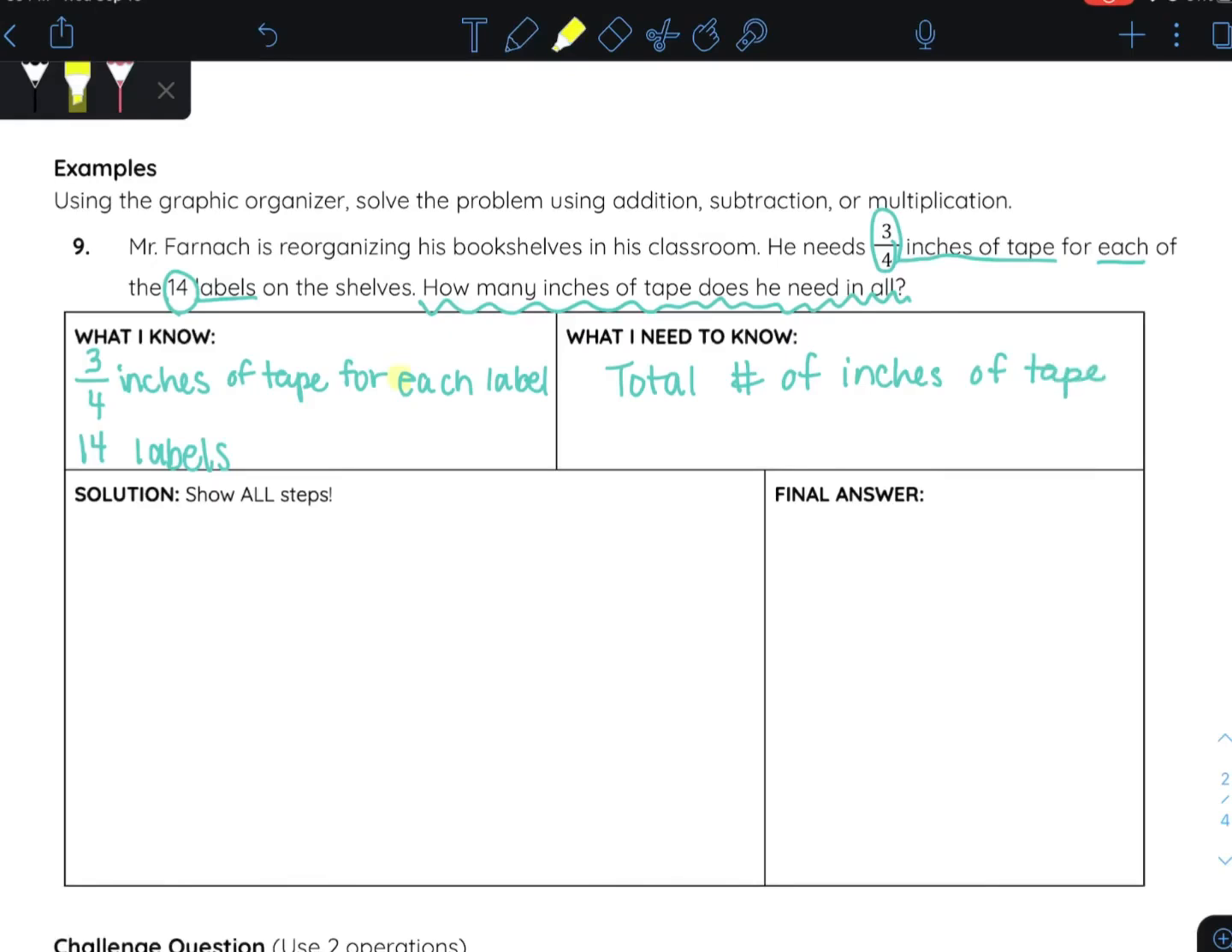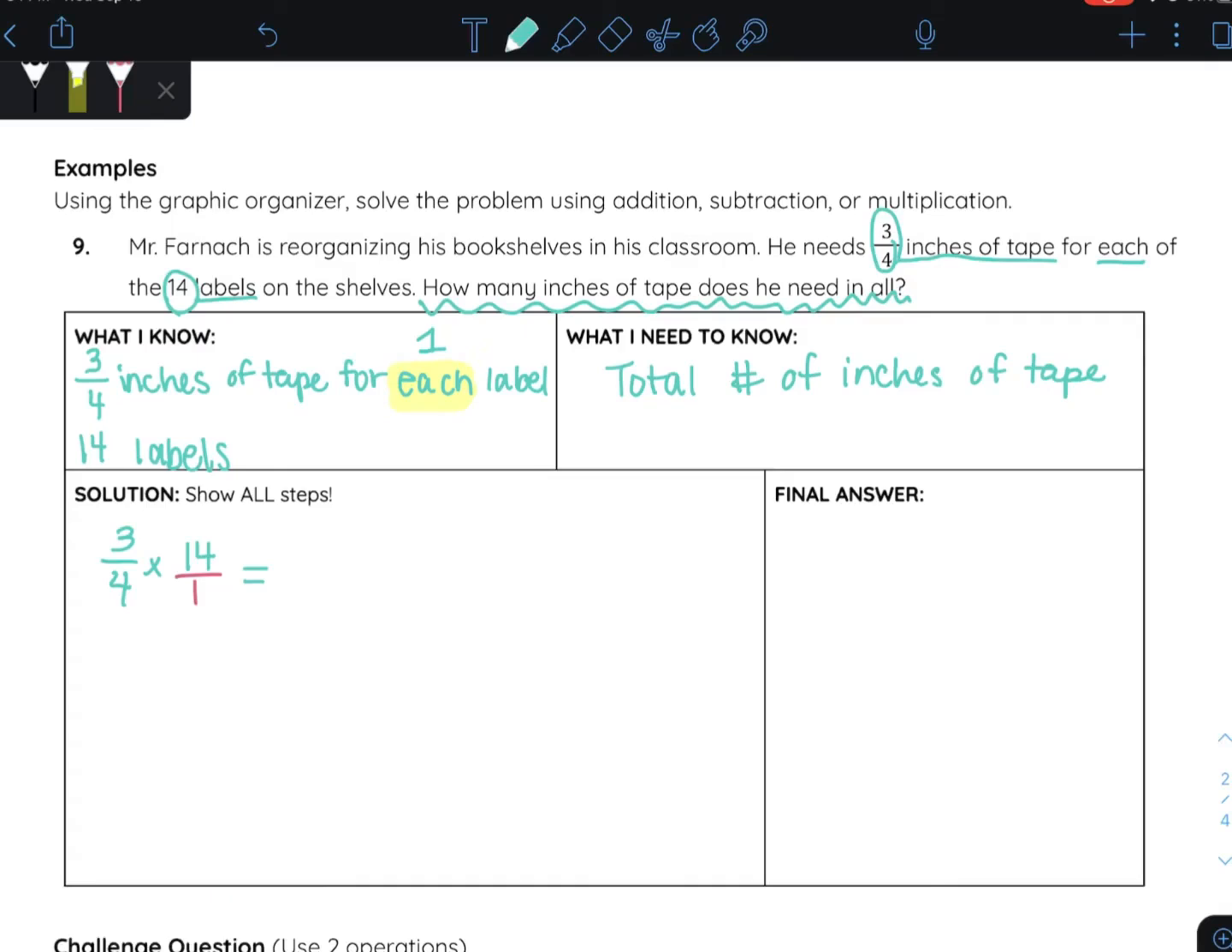All right, so the keyword for this problem is this word each. And sometimes each means to multiply and sometimes it means to divide. In this case, we have 3/4 inches of tape for each label, meaning for one label. But how many labels do we need? Well, we wrote that here. We need 14. So if we have 3/4 for one, but we need to turn it into 14 of those, that's going to be multiplying. Okay, and for this, we actually have to recall a rule. When you multiply a fraction by a whole number, you just put a 1 under it, because 14 over 1 is still 14. But now it looks like a fraction.